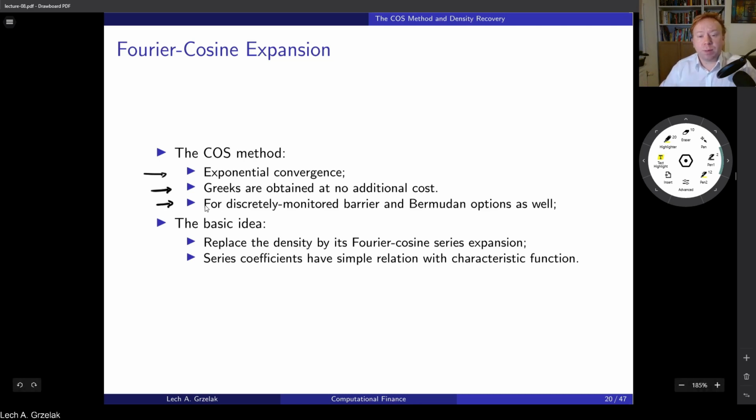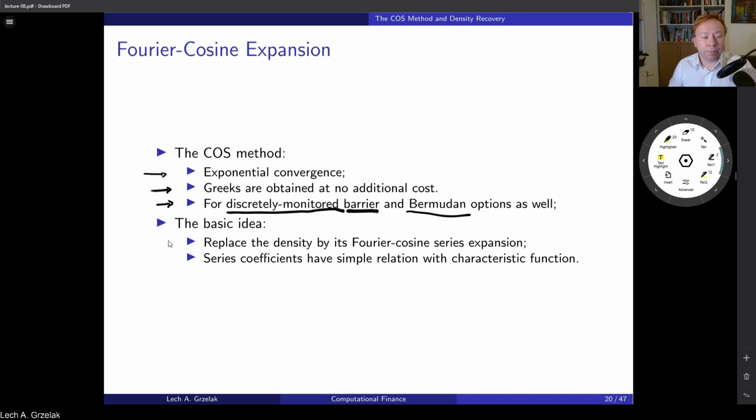The COS method can also be used for pricing more exotic derivatives, like, for example, discretely monitored barrier and Bermudan options. These are two advanced payoffs that can also be priced with this cosine expansion technique.